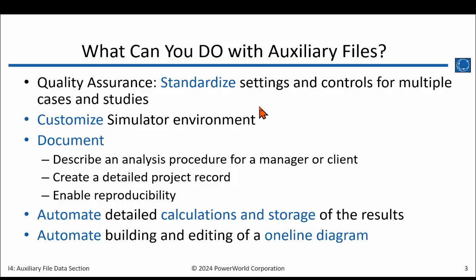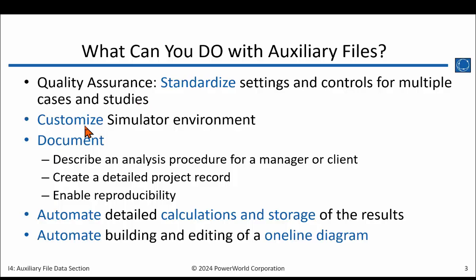This slide shows some of the practical applications for auxiliary files. One of the things you can do is standardize settings that you use in multiple cases and studies. So, for example, let's say you wanted to keep your simulator options the same in multiple files. You can just set them through the dialog in one file and then save that out to an auxiliary file and then load that into every other file that you need it.